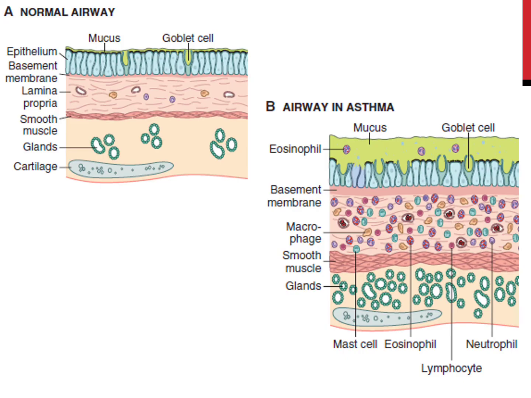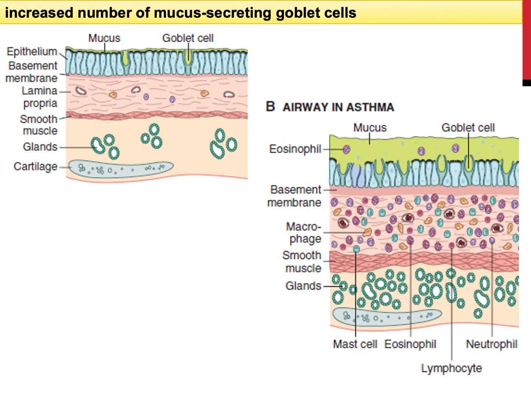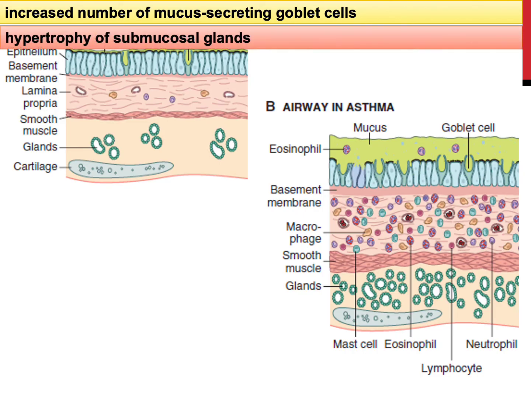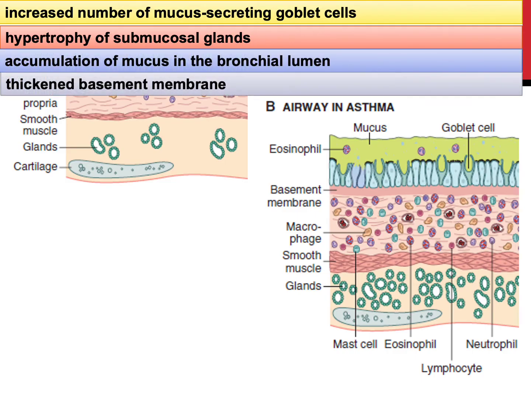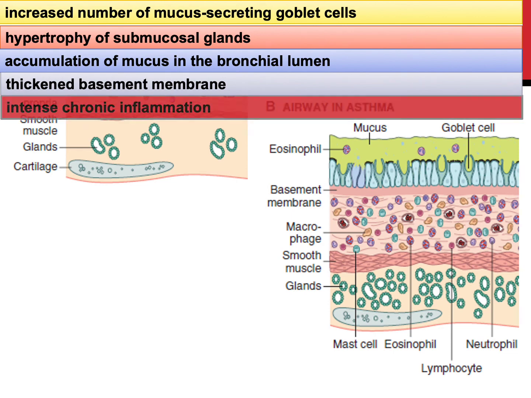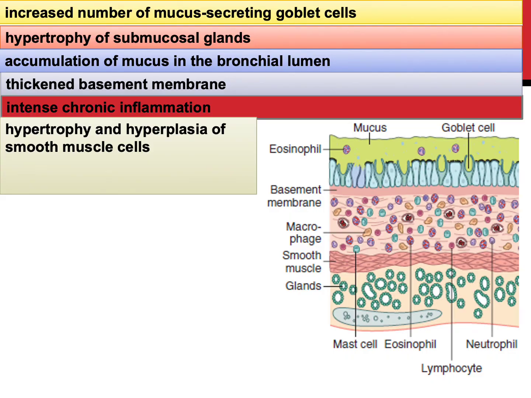So the airways in patients with asthma show the following: increased number of mucus-secreting goblet cells, hypertrophy of submucosal glands, accumulation of mucus in the bronchial lumen, thickened basement membrane, intense chronic inflammation, and hypertrophy and hyperplasia of smooth muscle cells.